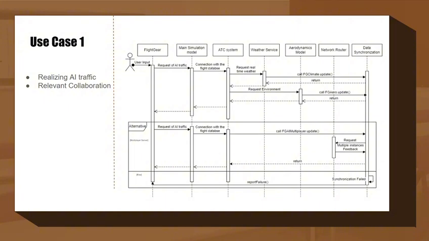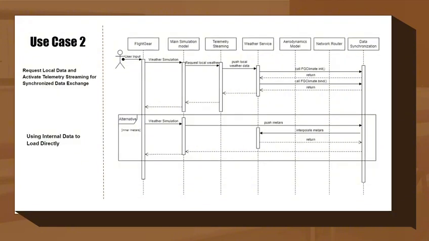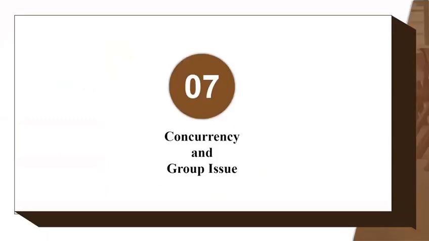And the second case describes, after the user initializes the process, how to trigger FlightGear to interact with the main simulation model. In the upper half, the component will request the local data and activate the telemetry streaming for synchronized data exchange. The alternative path is using internal data to load directly. It will be faster and easier, but also has some limitations.